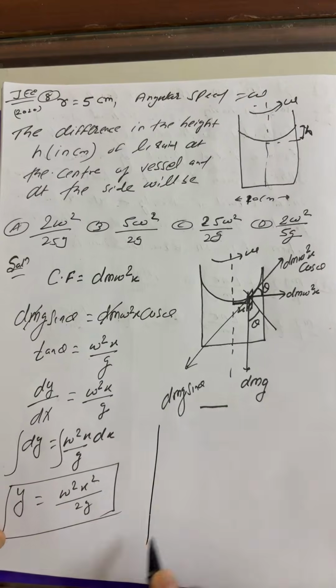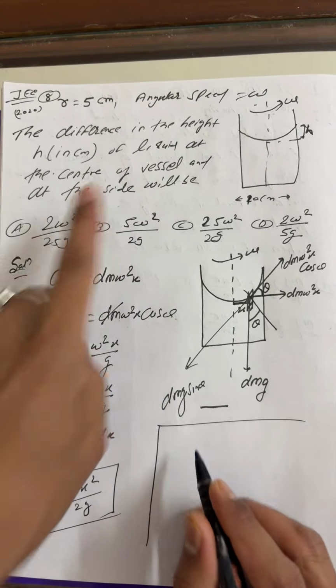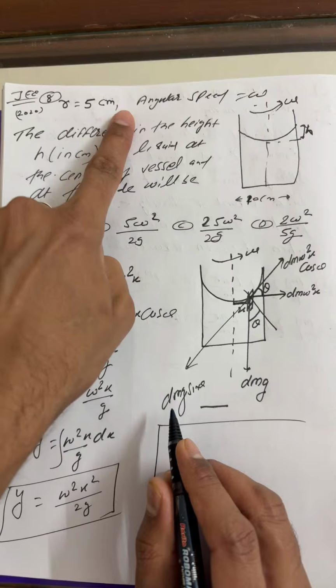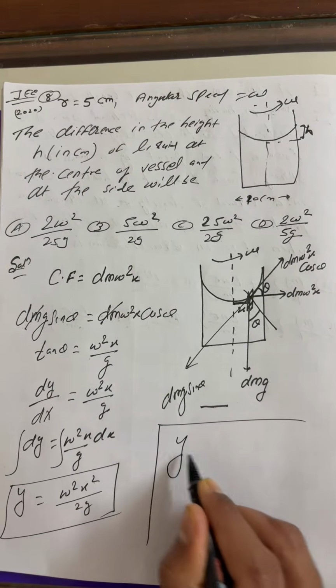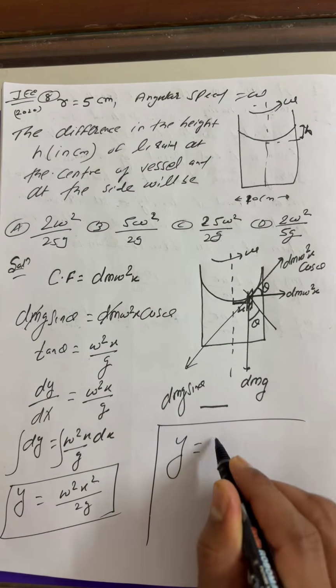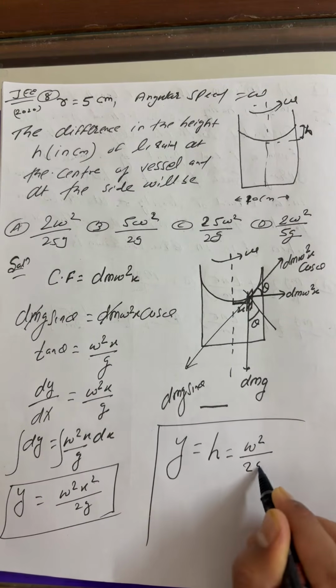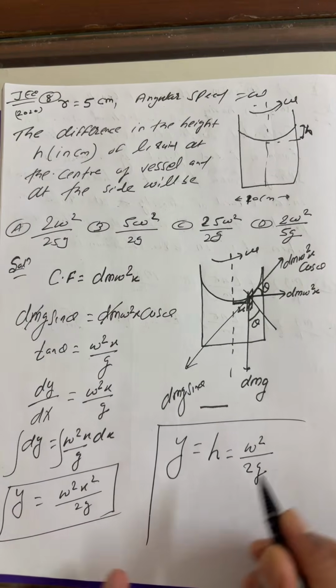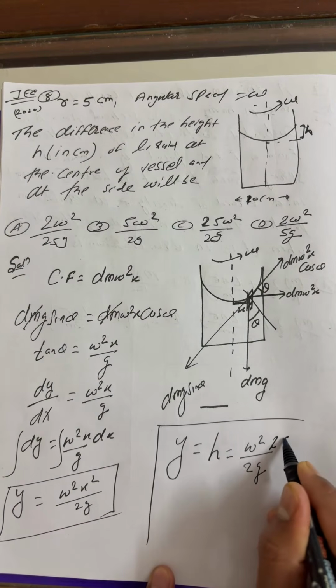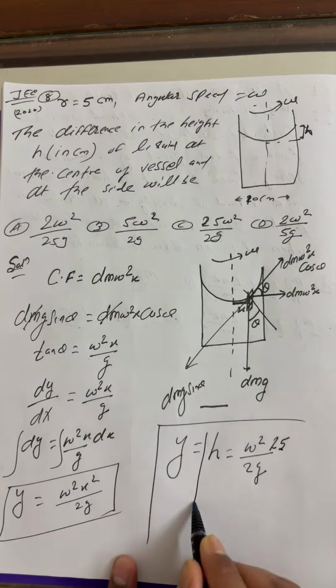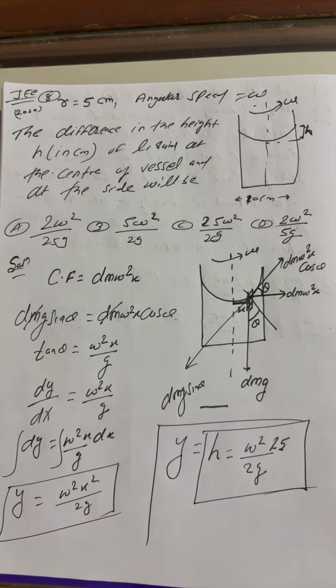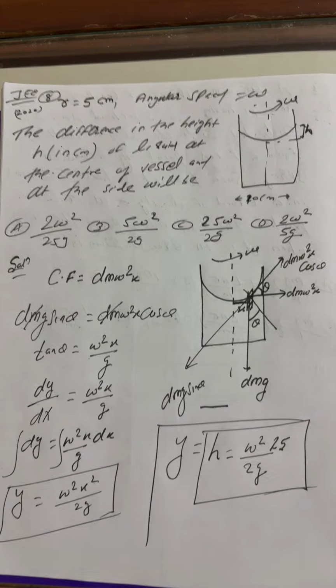Now just know the result according to this question. R is mentioned as 5 centimeter here. So you can simply find the pressure difference, which depends on this height only. The height is omega square R square by 2g. Next, replace R with 5. So this is 25. What's your answer? Everyone, tell me which option is correct. Write in the chat box.